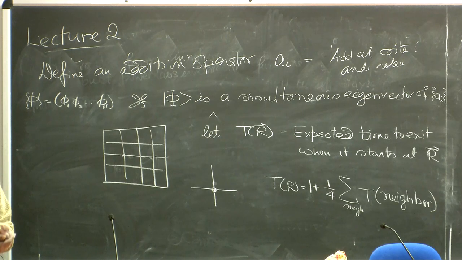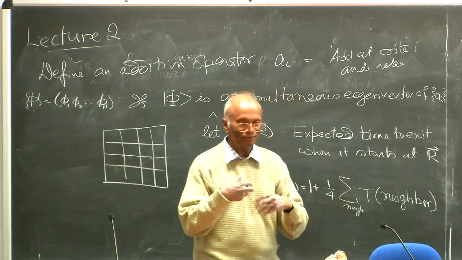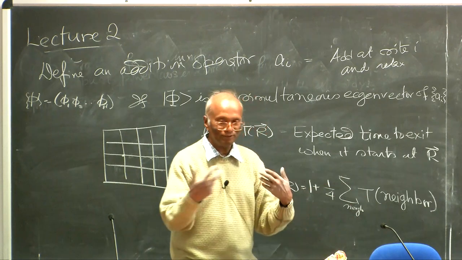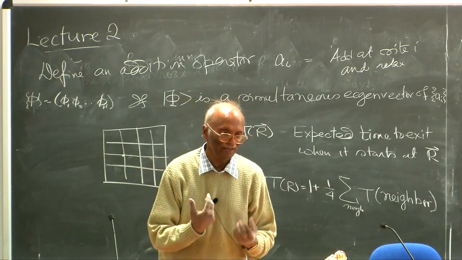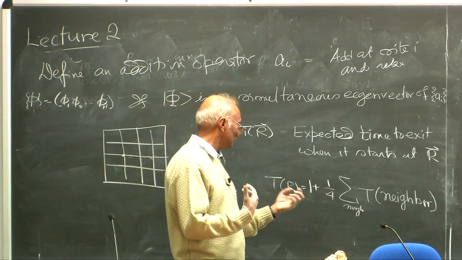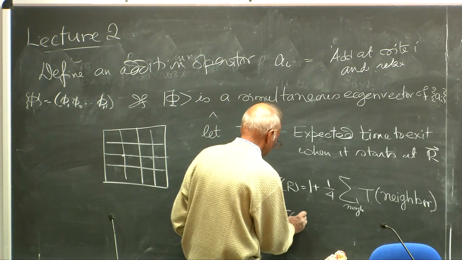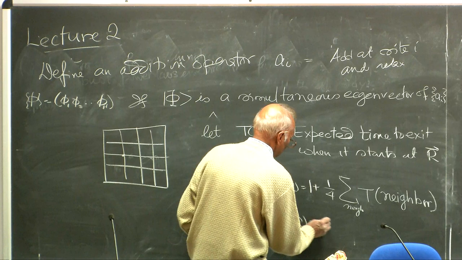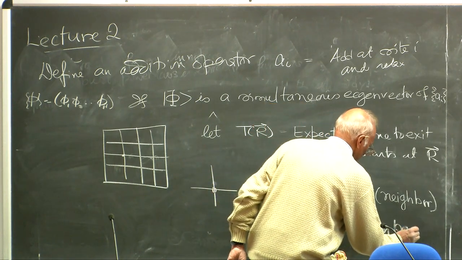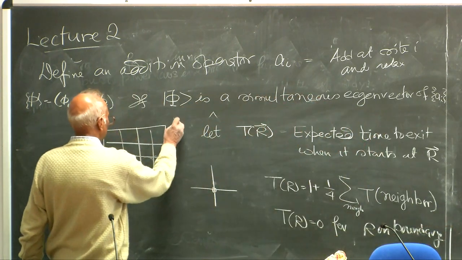Is this argument clear? Now this is also the same del squared kind of matrix, I think. This is a linear set of coupled equations, so you solve it and you get T of R. Then there is a boundary condition: T of R is equal to 0 for R on the boundary, because then you don't have to do anything, you are already there. The boundary is this outside region.